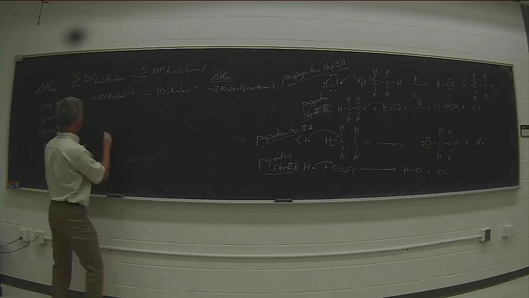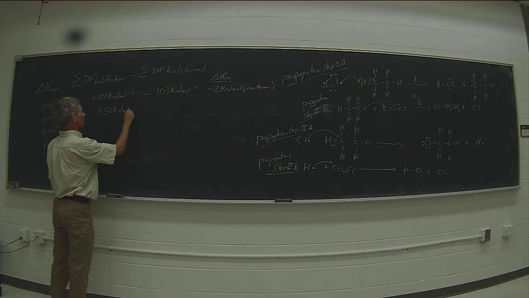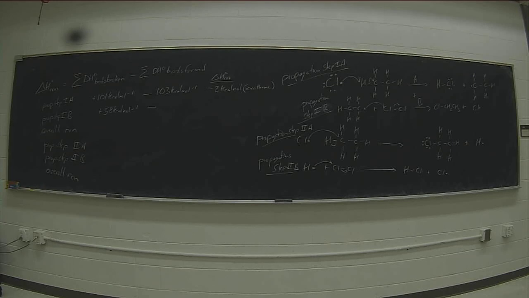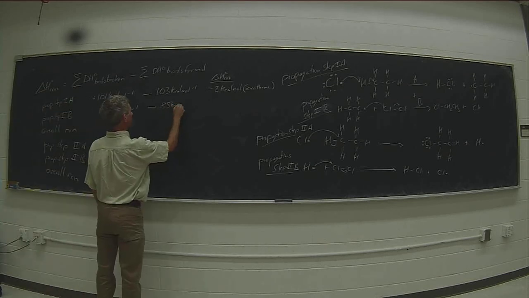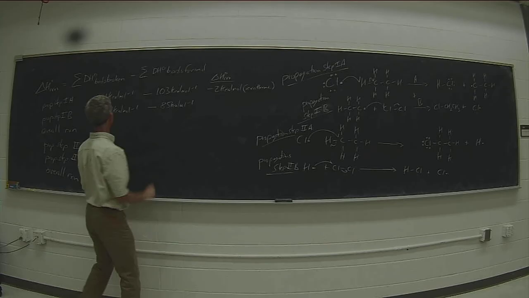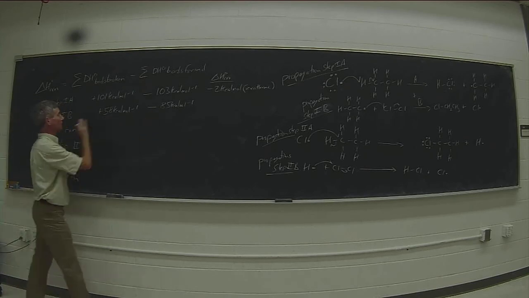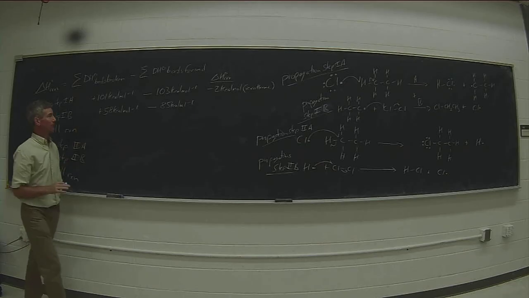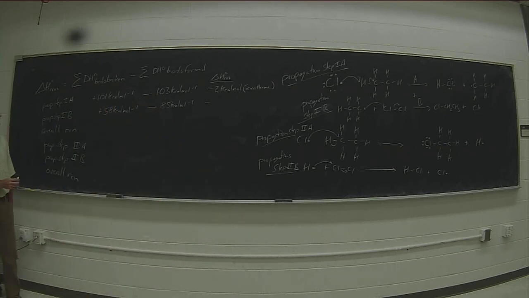In propagation step 1B, we are breaking the chlorine-chlorine bond. That costs us 58 kilocalories per mole. And then we are forming a carbon-chlorine bond, a primary carbon-chlorine bond, which is about 85 kilocalories per mole. So that's exothermic by significantly more, because the carbon-chlorine bond is quite a bit stronger than the chlorine-chlorine bond. And you can do that calculation. You can pull out a calculator if you need to.